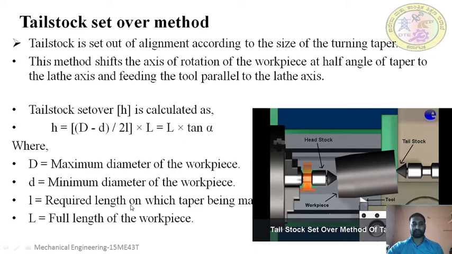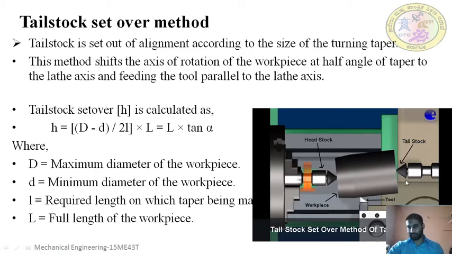Small l is the required length on which the taper is being turned, and capital L equals the total length of the workpiece. We don't require taper on the full length of the workpiece. We need a taper only on a particular length. So that length is mentioned as small l, whereas the total length of the workpiece is mentioned as capital L. So that will become capital L into tan alpha. By this calculation, H will be obtained. H is the distance by which the tailstock is set aside.